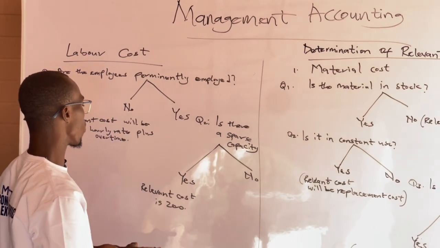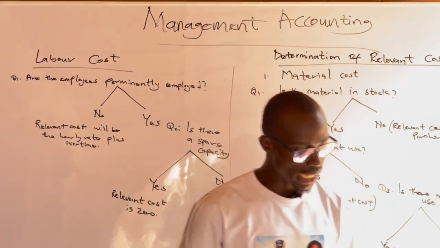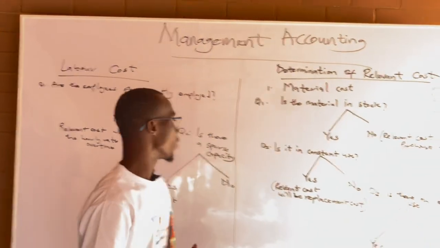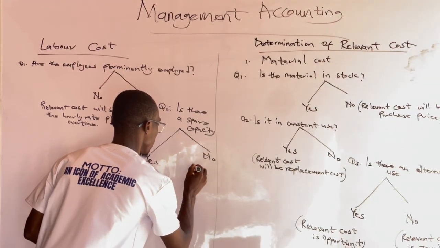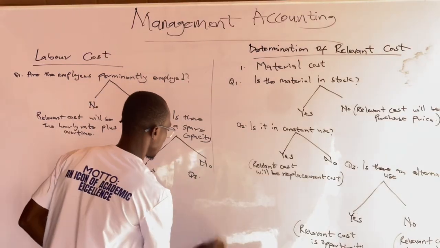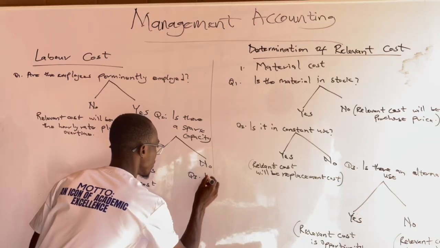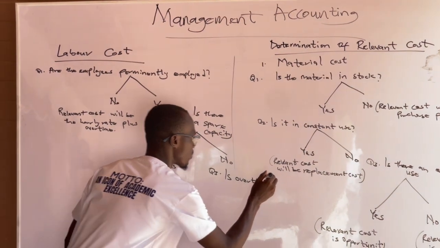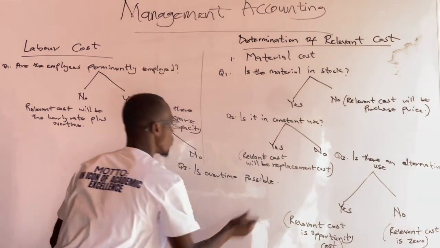If you say yes, relevant cost will be 0. But the moment you say no, because you are saying there is no spare capacity, you ask yourself another question, which is: is overtime possible? That one will be question 3. So you ask yourself this question.